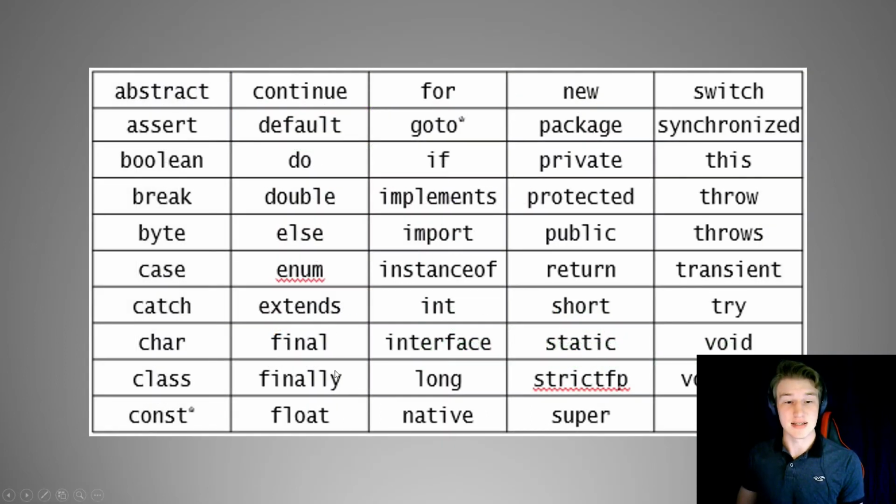This is a list of not all, but a lot of the Java keywords. There's abstract, continue, for, new, switch, assert, default, goto, package, synchronized, boolean, do, if, and a lot of these words are not going to make sense. For example, boolean. Boolean is a data type. Don't worry, you will learn about that in the next section. All of these keywords will be learned as we go through our Java tutorials.